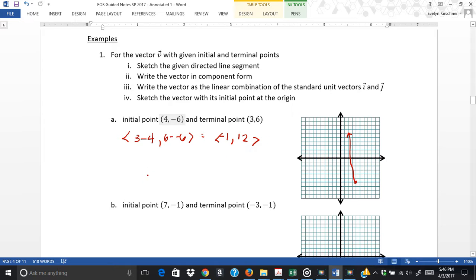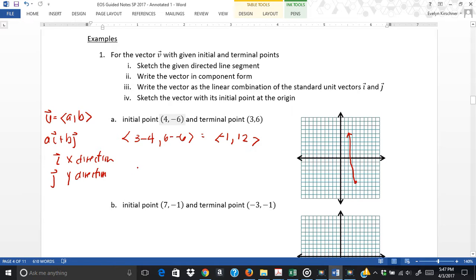Now, a linear combination. So we have the standard unit vectors. We didn't talk about them too much. i is the unit vector in the x direction, and j is a unit vector in the y direction. And we can write all of our points as ai plus bj if u was to equal ab. So that's how I can write them in the standard form.